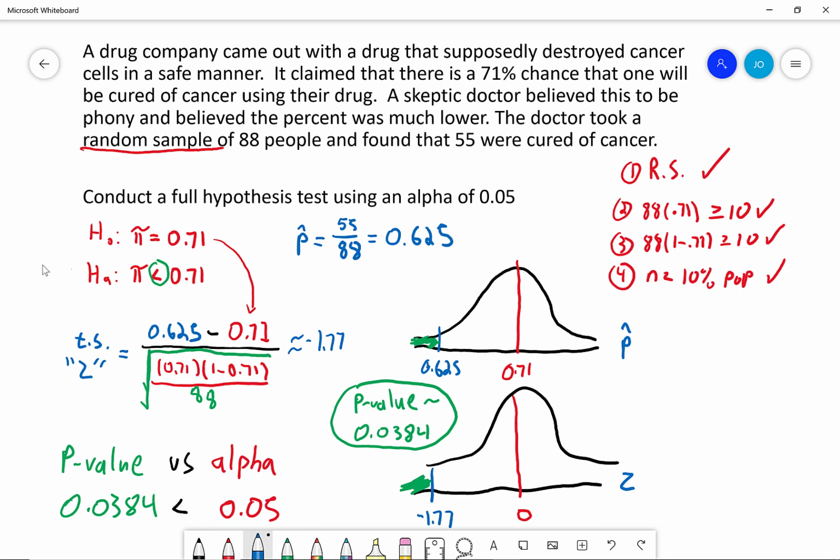Since our p-value is less than alpha, now we want to say, well, what evidence does that give us? So I'll write evidence. And this says we have enough evidence to reject our null and to support the alternative: that the population proportion of cancer patients who will get cured using this drug is less than 71%. We have enough evidence to support that.